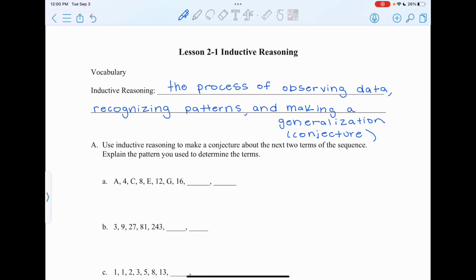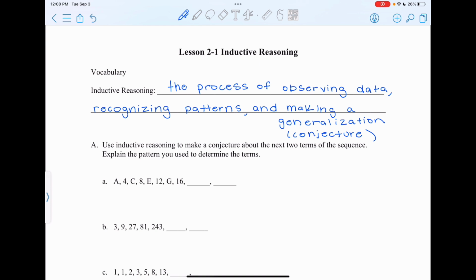And welcome to this video going over Lesson 2.1 Inductive Reasoning and Lesson 2.2 Deductive Reasoning. In this video, we are going to talk about the difference between inductive and deductive reasoning and how we can use both types of reasoning to make conjectures and theorems. So let's get started, starting with inductive reasoning.